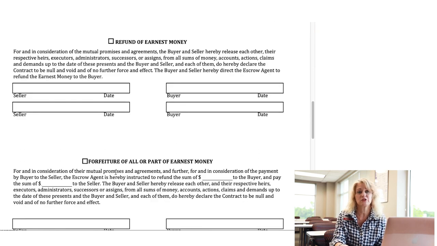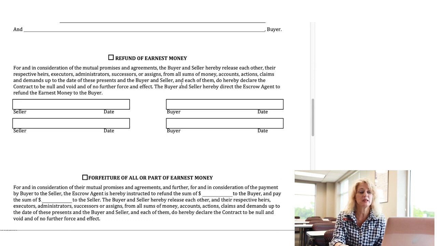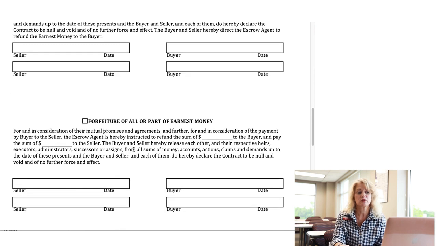Sometimes buyer and seller don't agree on the release of that earnest money, the full refund of the earnest money. And so sometimes there's a forfeiture of all or part of the earnest money. And this is when the buyer and seller agree to maybe split the earnest money. Maybe it's half and half. Maybe it's 60-40. But say the earnest money deposit is $500, buyer and seller agree to split the difference.